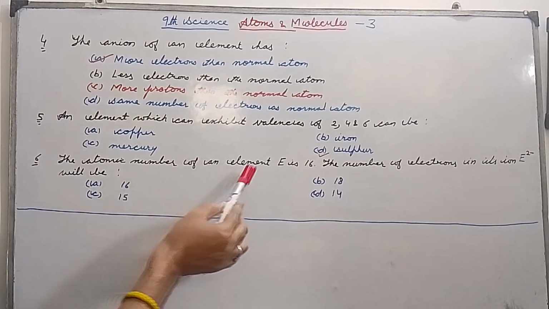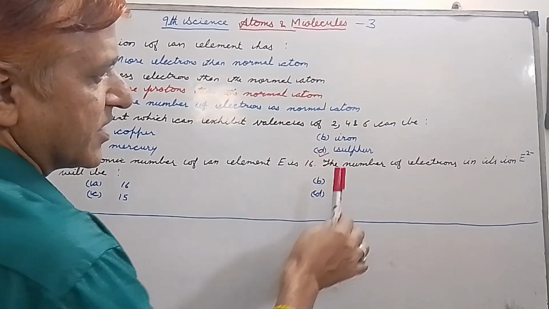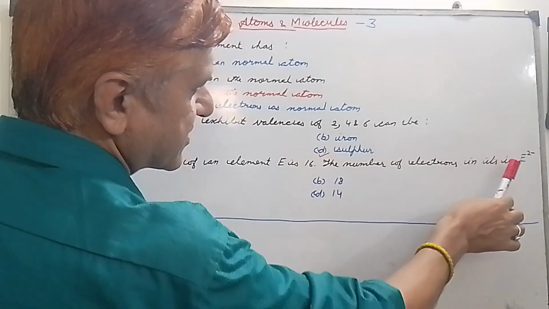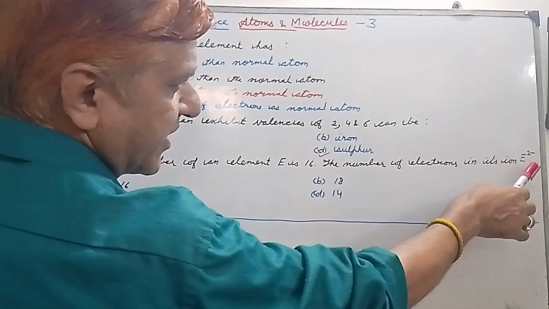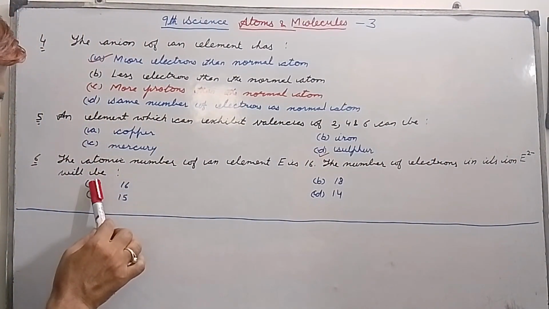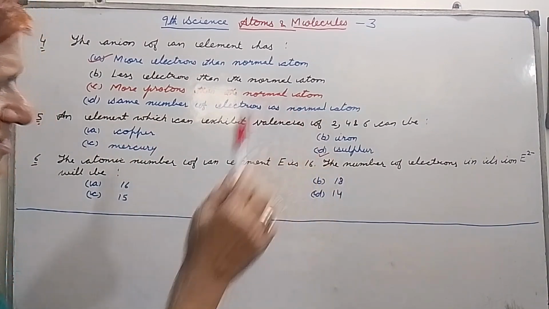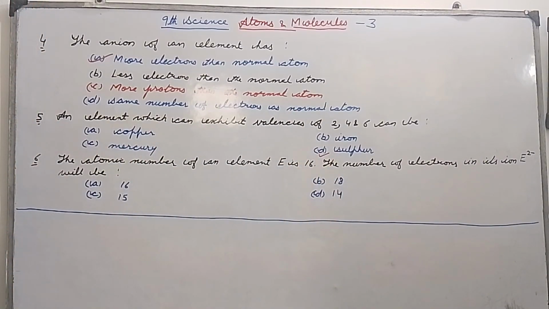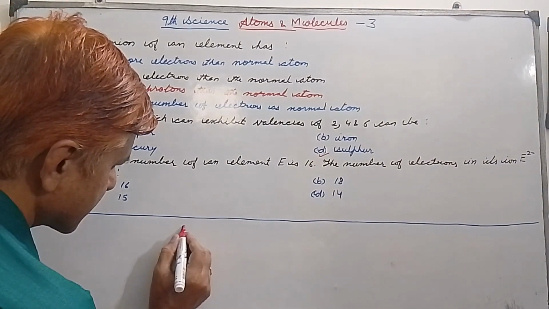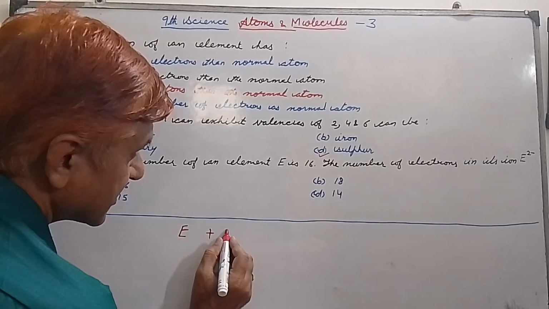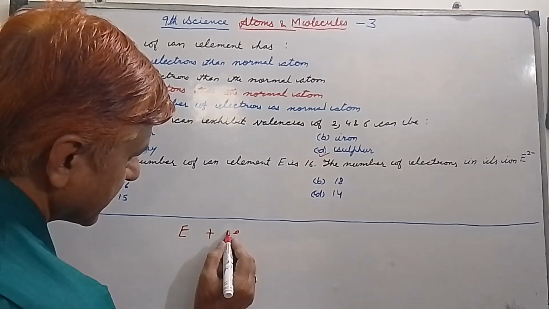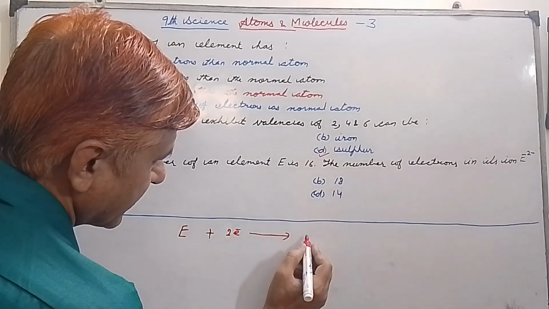Question number 6. The atomic number of an element E is 16. The number of electrons in its ion E2 minus, that is anion, will have: first option is 16, B is 18, C is 15 and D is 14. So my dear students, always remember that anion is formed when an atom of an element takes electrons. So E is atom, when it will take 2 electrons, it will become anion.